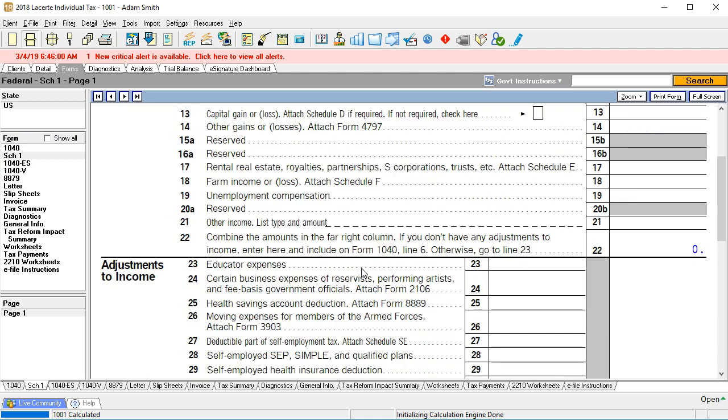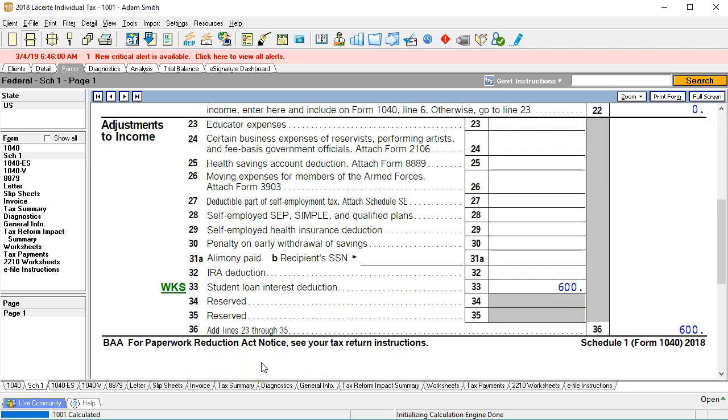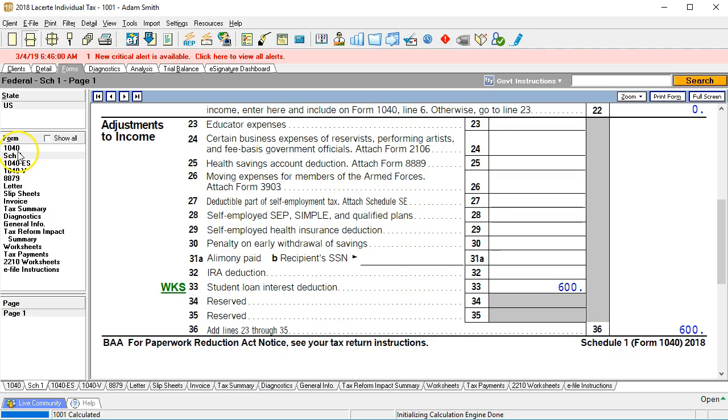So just remember, this is where the above the line deductions go, the deductions that anybody gets. So this is one of those deductions we don't need to itemize in order to get. That's going to be one of the benefits of it. Down here on line 33, you could take a look at the worksheet that includes some phase out type information on it. If we close this back out, that then pulls to the 1040.